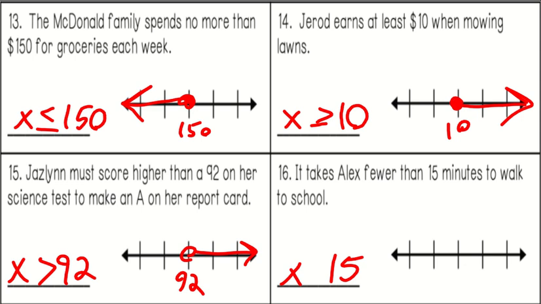Number 16, it takes Alex fewer than 15 minutes to walk to school. Alex, what inequality symbol should I have? Nope. Kyle? Less than. Fewer is going to be less than. Fewer than 15 doesn't mean equal to 15. So we got 15 as our number. Forward, open or closed, and which way? Open and to the left.